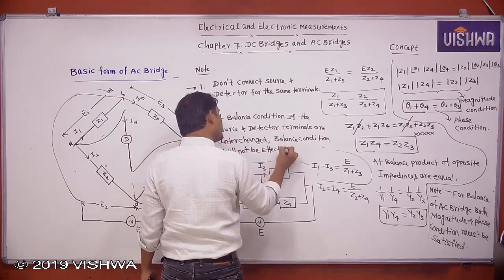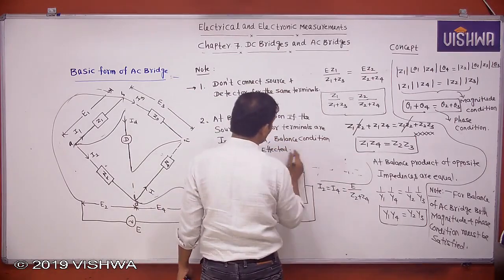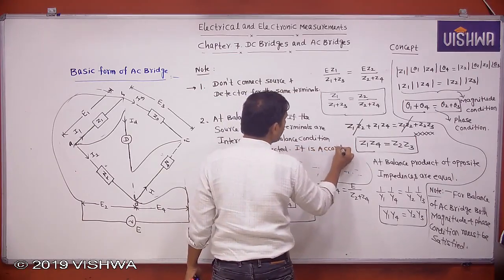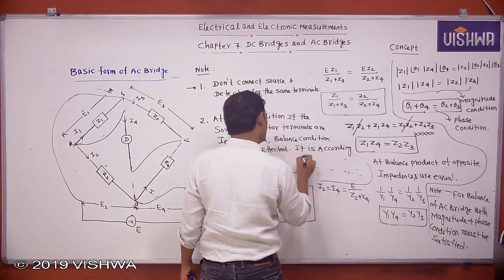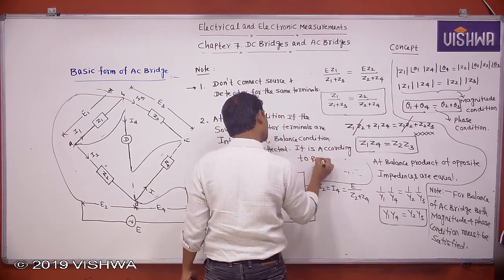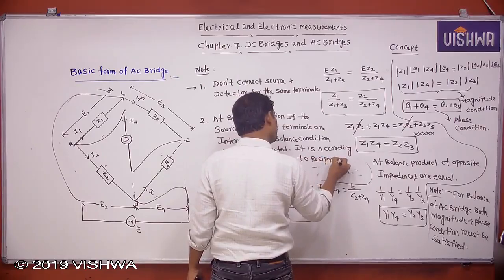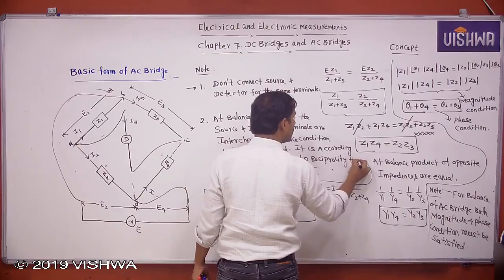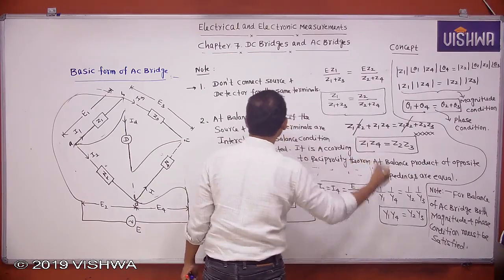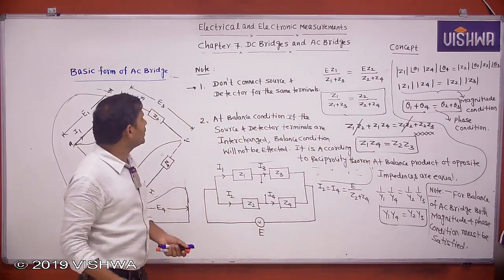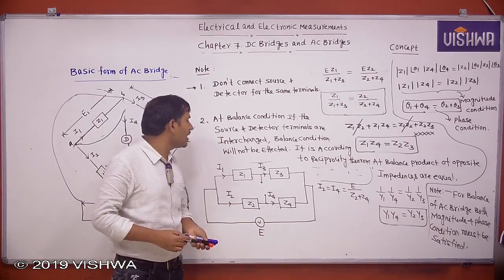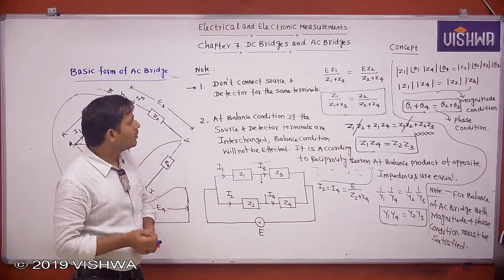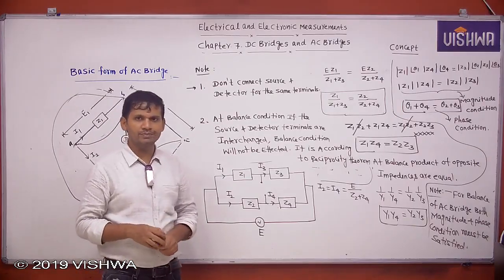It is according to the reciprocity theorem. Okay, these two points you remember. At balance condition, if the source and detector terminals are interchanged, the balance condition will not be affected. It is according to the reciprocity theorem. Okay, this is about the basic form of the bridge.